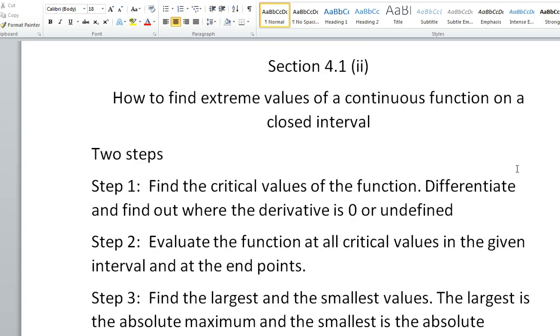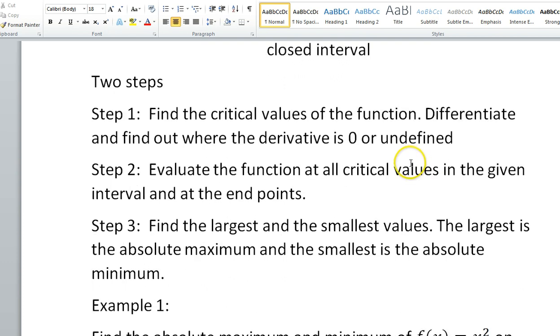This will be the second part of section 4.1, how to find the extreme values. In the first part, we learned about absolute maximums and absolute minimums, and local maximums and local minimums. We found that if you have a continuous function on a closed interval, there is an absolute maximum and an absolute minimum, and they either occur at the endpoints or at the critical points in the middle. Now, in this lesson, we will learn how to find them.